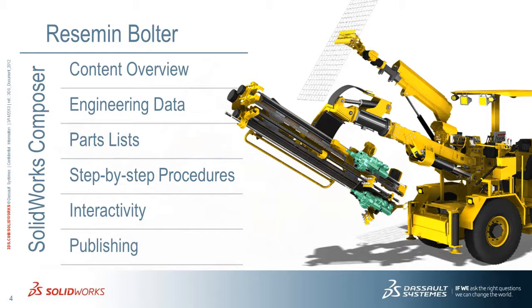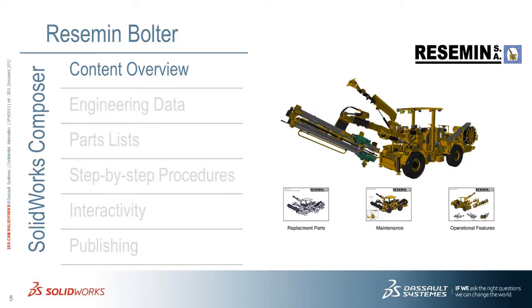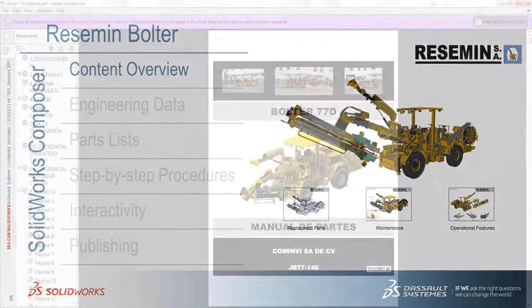During the course of this presentation, we'll be covering several key areas. We'll start by taking a look at the content that's already been created. Then we'll look at how SOLIDWORKS Composer leverages existing 3D data. We'll go through the process of creating our own parts list, step-by-step procedures, and adding some interactivity to our designs. And finally, we'll see how SOLIDWORKS Composer allows us to publish this content. So let's go ahead and get started by taking a look at some of the existing content already created.